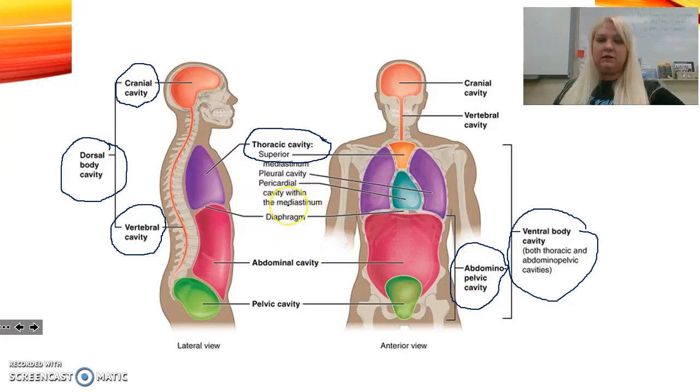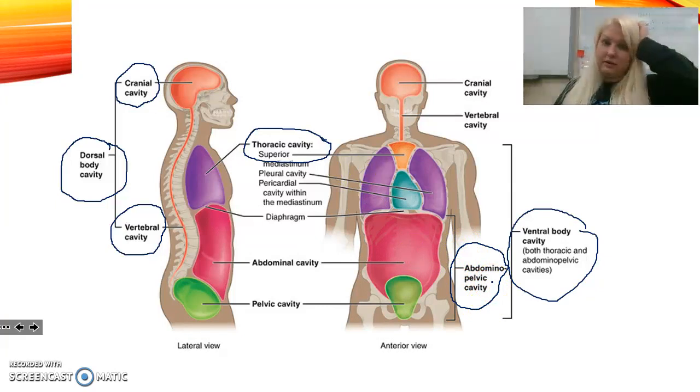So first, let's go ahead and talk about the thoracic cavity. The two major organs that I want you to know that are in the thoracic cavity are going to be the heart and the lungs. Even though that heart is kind of wrapped in a blue color, it's still part of the thoracic cavity. It's just in a smaller portion of it. So you really need to know that the heart and the lungs are going to be housed in the thoracic cavity.